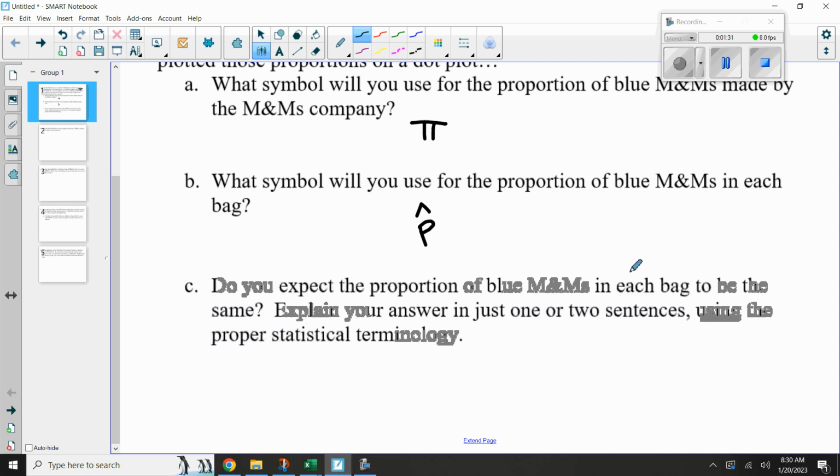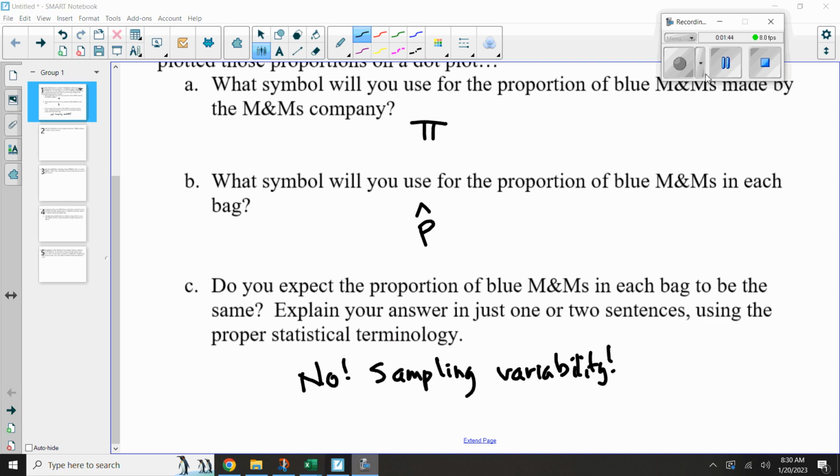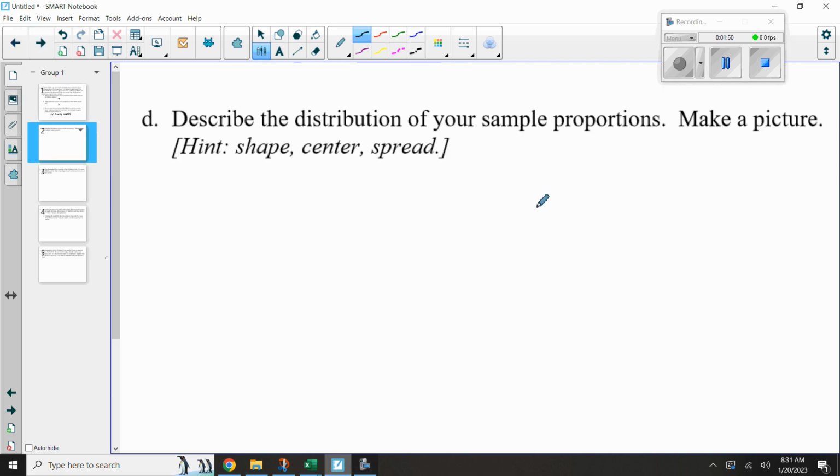Do you expect the proportion of blue M&Ms in each bag to be the same? No, we do not. And why? Because of sampling variability. The magic words, sampling variability. So describe the distribution of your sample proportions. I'm telling you, make a picture, and I'm giving you a big hint: shape, center, and spread.